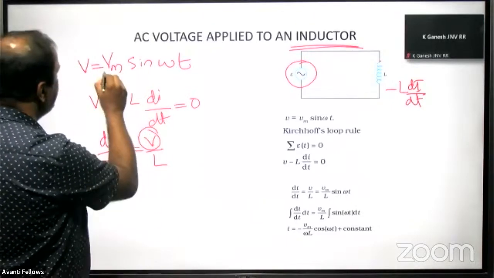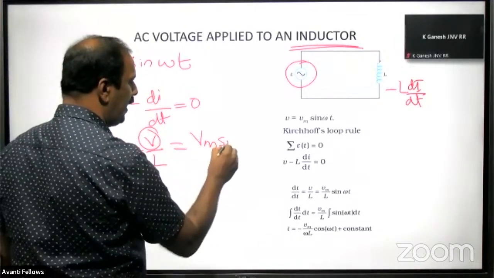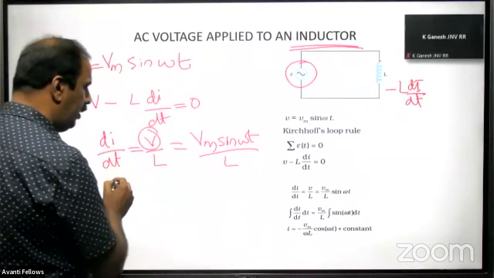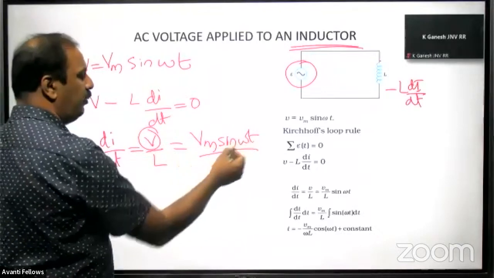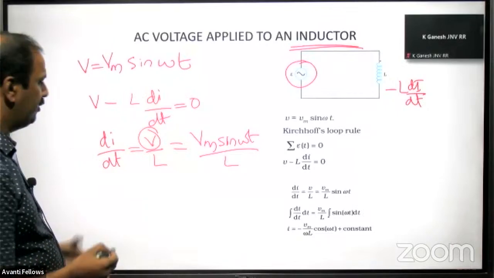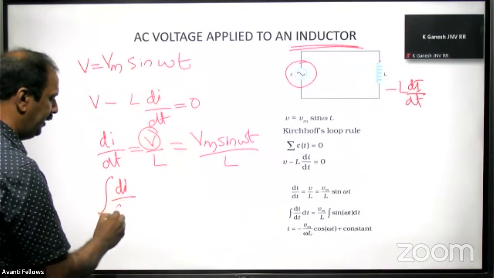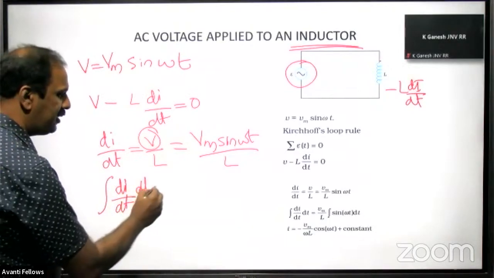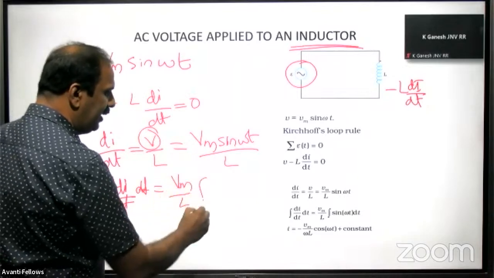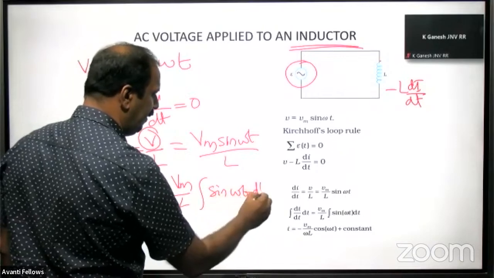Now for this V, we will substitute from here. So what you got? di by dt is equal to Vm sin omega t by L. So this is di by dt. We need the current. So what you have to do? You have to integrate this one. Integral di by dt is equal to, this constant we will take outside, Vm by L integral sin omega t dt. You'll get like this.